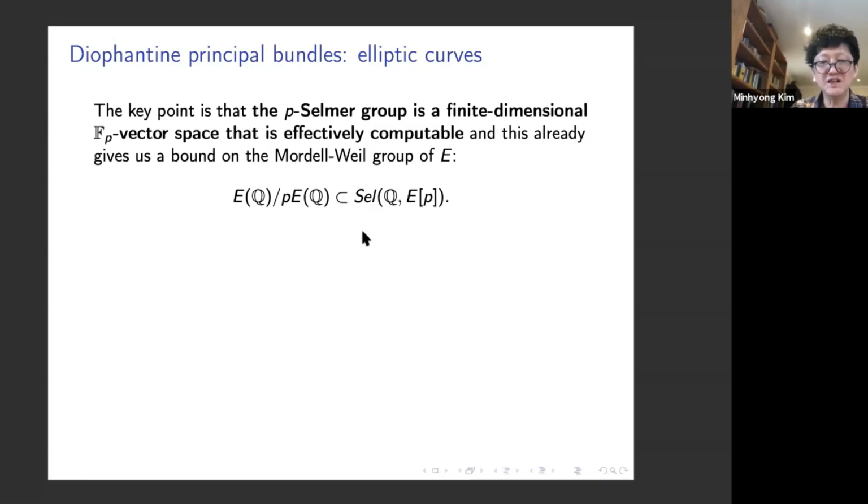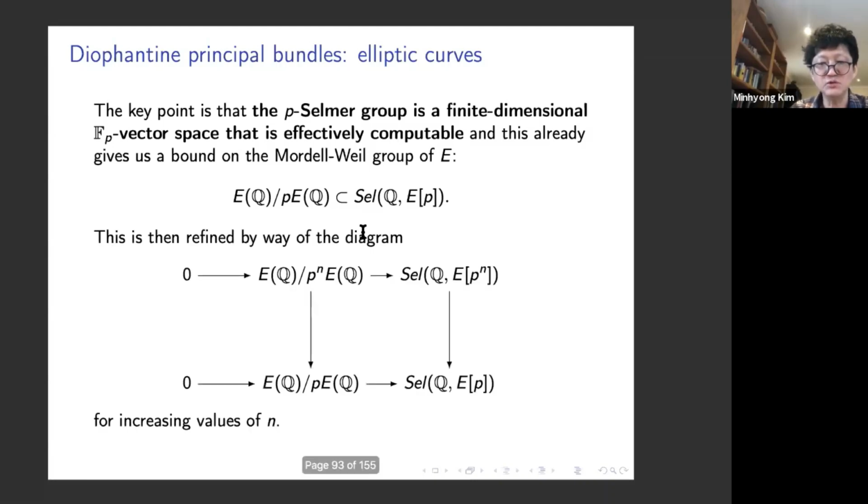And how do you do that? Well, what you do is you do the same thing mod p to the n for every n. That's a general strategy. If something in here lies inside the image of the Mordell-Weil group, then of course it will also lie inside the image of the map from the p to the n Selmer group to the p Selmer group, because this map on the left is of course surjective. So this map also has to hit those things inside the image of this.